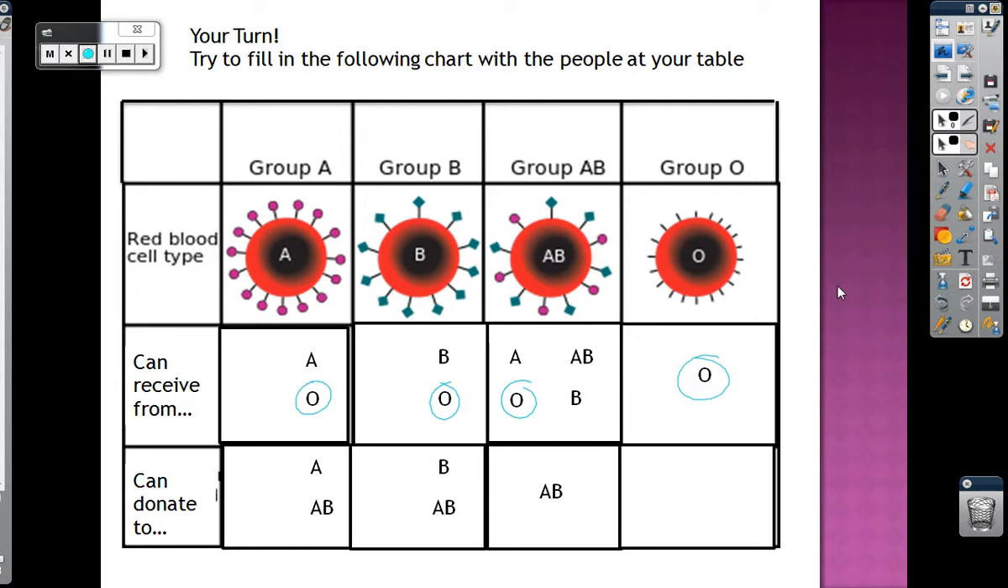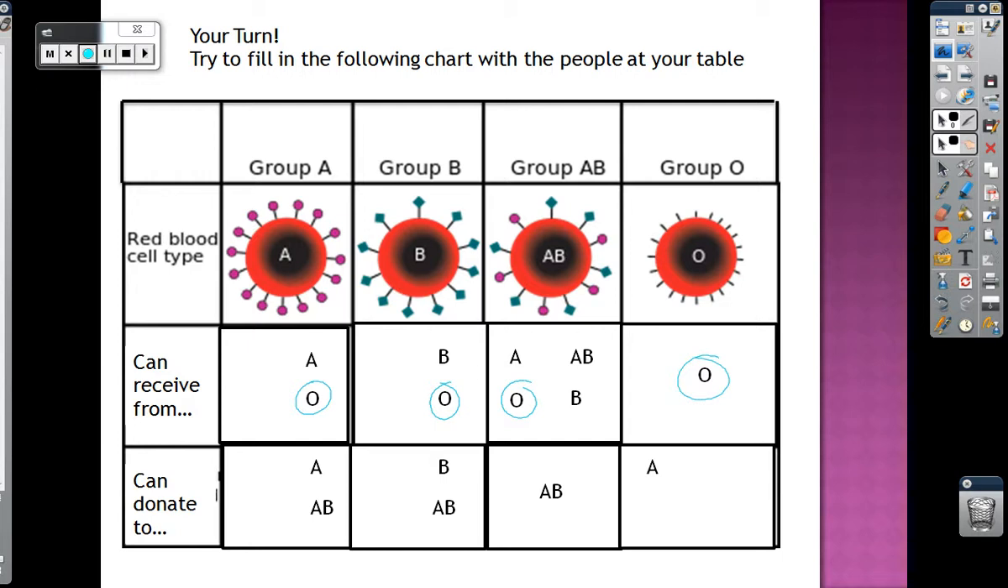Someone with AB blood can only donate to someone who has AB blood. The reason is, if they're donating to someone who has AB blood, that person can only accept AB because it has antigenic markers for A and B.